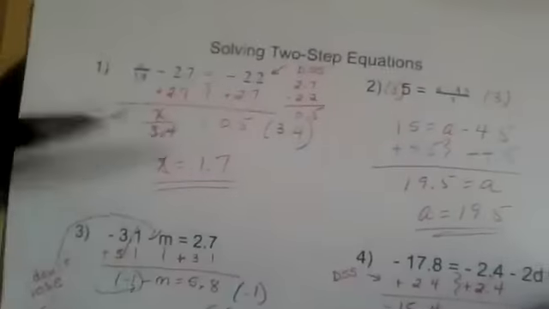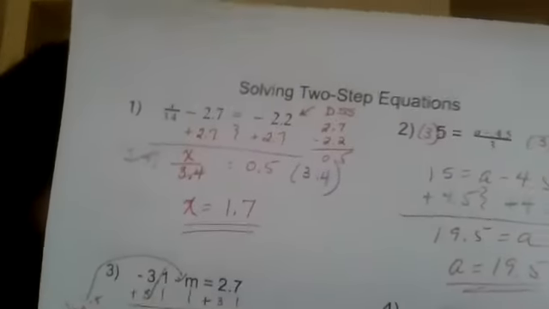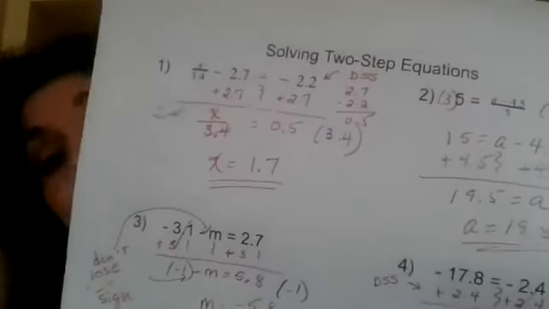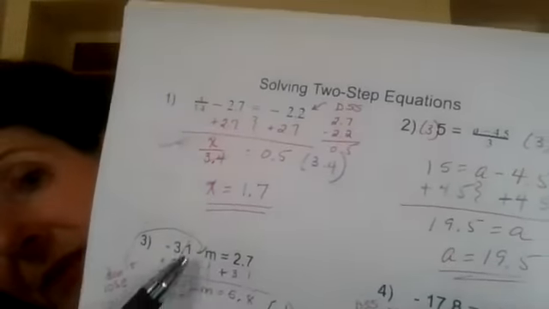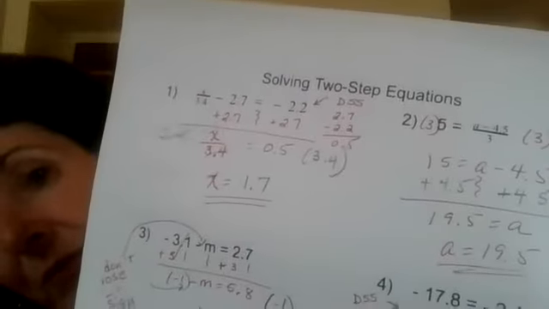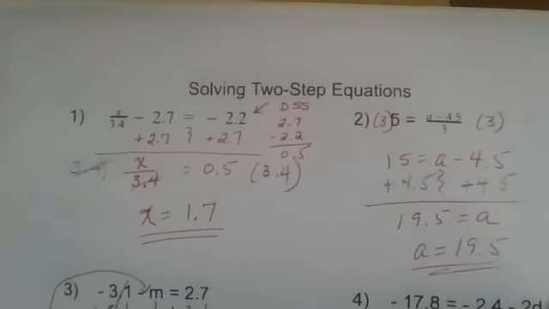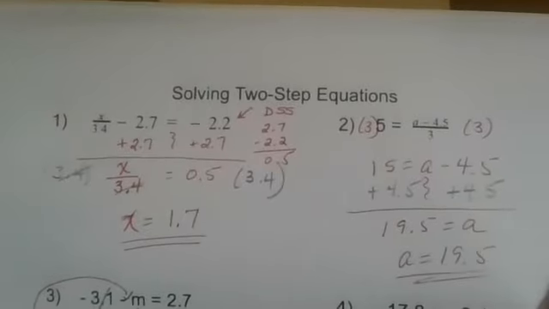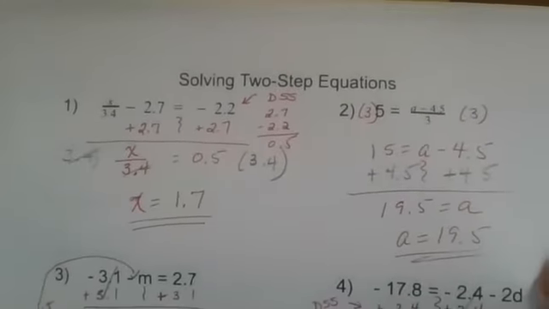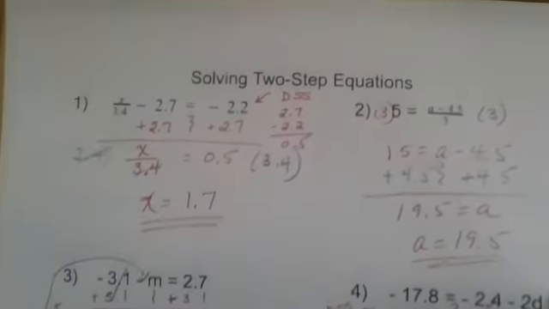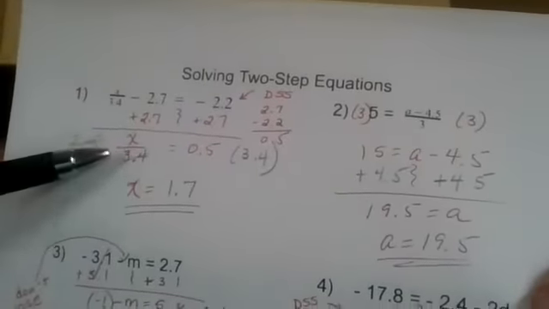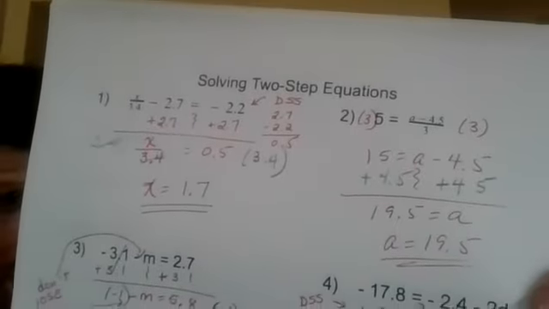So let me show you this paper. Sorry, I don't have a real fancy way of doing this. As you can see here, we've added 2.7 to both sides of the equation. That eliminates the negative 2.7. Negative 2.7 and positive 2.7 cross out. When you add 2.7 to the other side, to the negative 2.2, you have different signs and you have to subtract those numbers. When you subtract them, you're going to get 5/10, 0.5 on the right-hand side of the equation. So the new equation that we have right here is x divided by 3.4 equals 0.5.